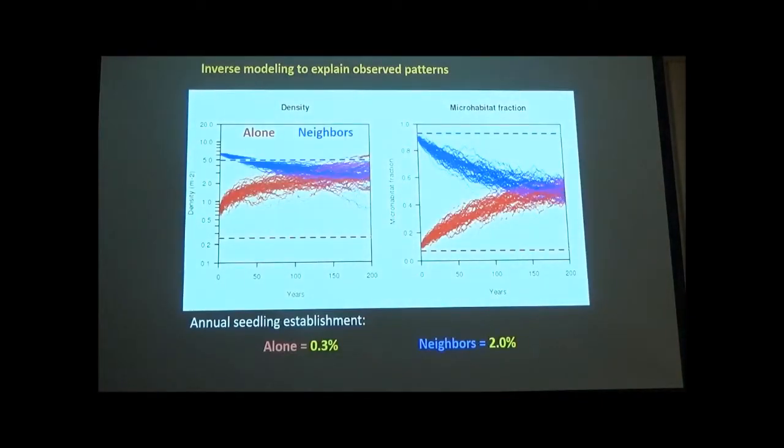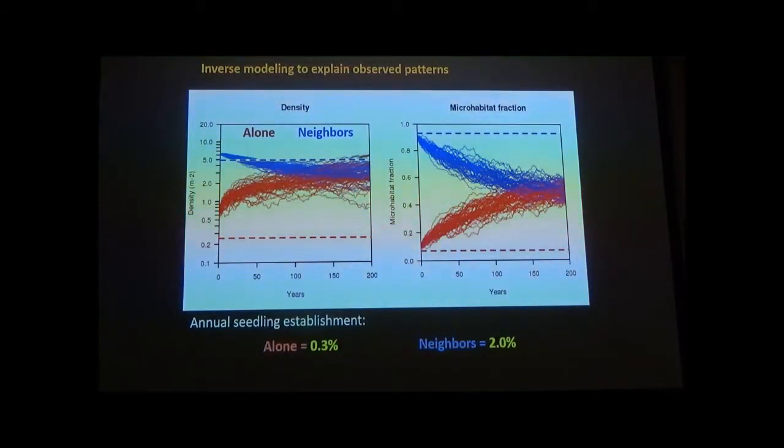But when we run these simulations, we can say, all right, if seedling establishment for plants growing alone was 0.3%, and if a seed lands in habitat with neighbors, let's say it's 2%, this is the outcome of the model in terms of the density of the plants and the fraction of individuals growing in different microhabitats. The dotted lines represent what we actually see on the landscape. So this is a simulation that's going over 200 years. And granted, we don't see much change because the plants just tend to survive and not grow very much. So it probably does take a long time for things to happen here. But in this case, we would see the fraction of plants growing with neighbors coming down and the fraction of plants growing alone coming up. We basically would be seeing a landscape that we don't see.